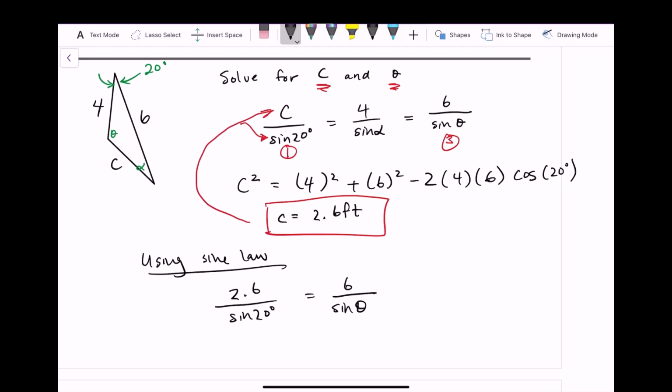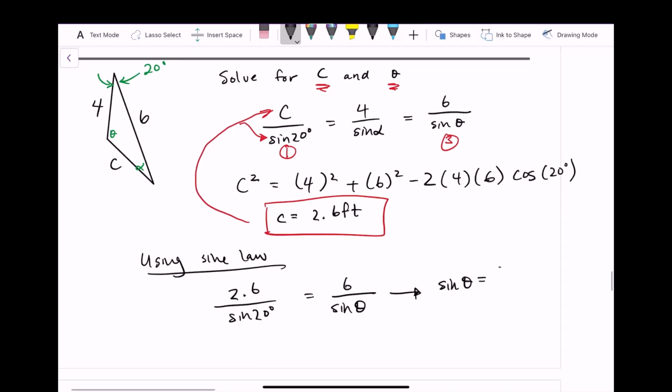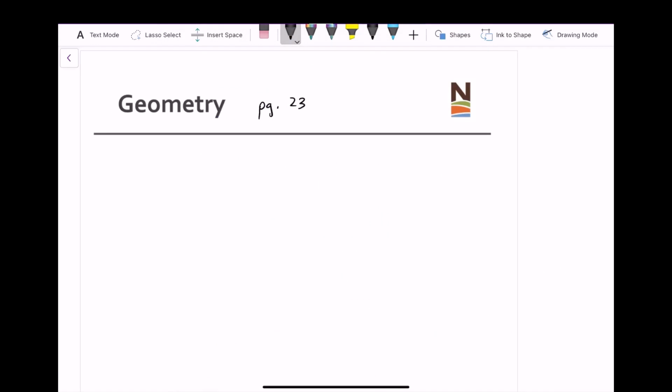So I basically need to rearrange this equation so that I can solve for theta. If I were to do that, I should get sine theta is equal to 6 feet times sine 20 over 2.6. And then we plug that into our calculator. Since we're solving for theta, you have to invert the sine on the opposite side there. And if you're not sure how to do that, please let me know, so that we get an angle of 52.1 degrees.